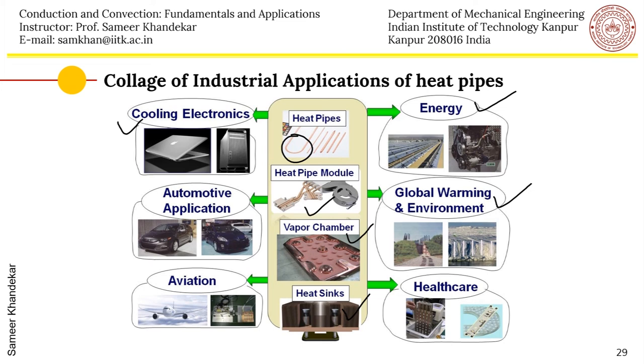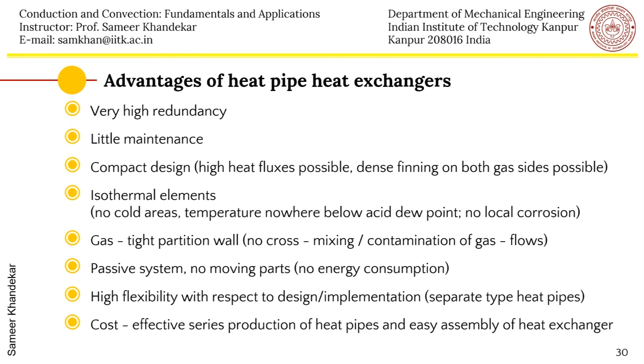So finally, to close the lecture, let us look at the advantages of heat pipe heat exchangers. There is a very high level of redundancy, little maintenance, compact designs, you can have isothermal elements, and you can separate the gas portion, so there is no cross mixing, for example. They are of course passive with no moving parts, and therefore they are cost effective, and heat pipes can be easily assembled in heat exchanger format, the cylindrical vessels, as you have seen in the examples.